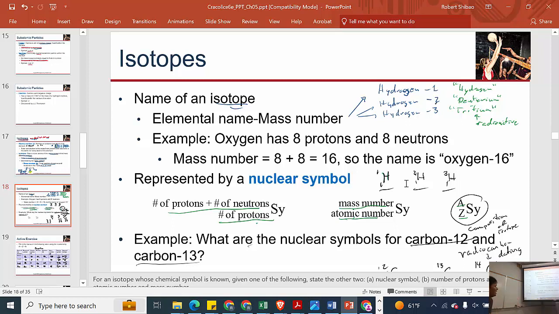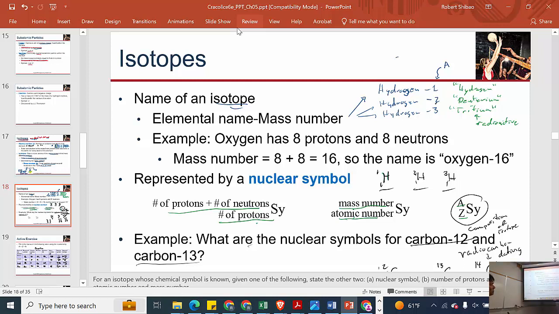So let's take a look at naming isotopes and then determining their composition. If we name those 3 hydrogen isotopes, the first one we call hydrogen 1, the second hydrogen 2, and the third one is hydrogen 3. And the name comes from this. The 1, 2, and 3, this is the mass number. And so we have hydrogen with a mass number of 1, hydrogen with a mass number of 2, and hydrogen with a mass number of 3.